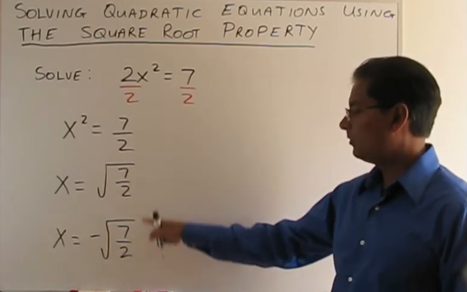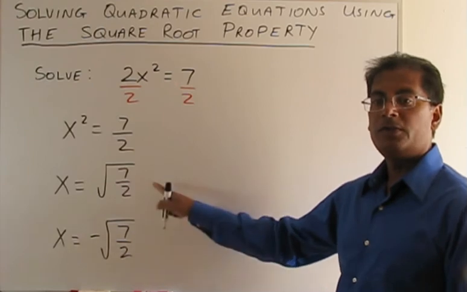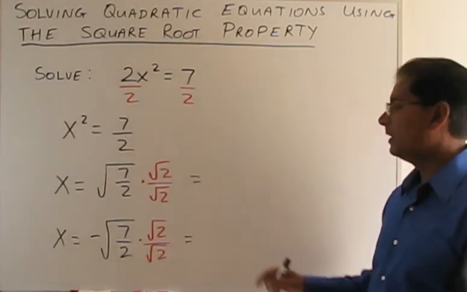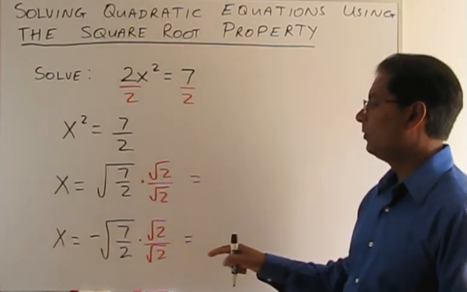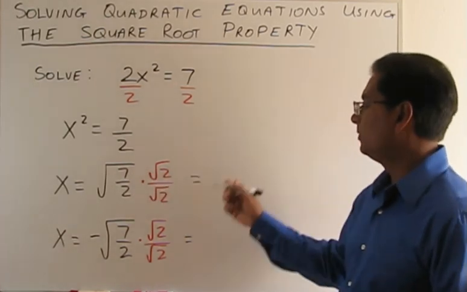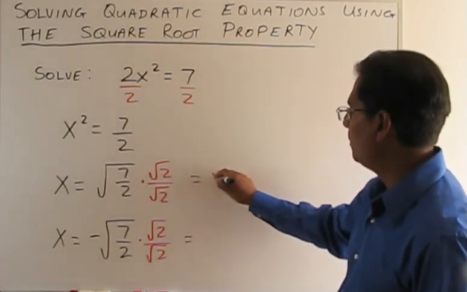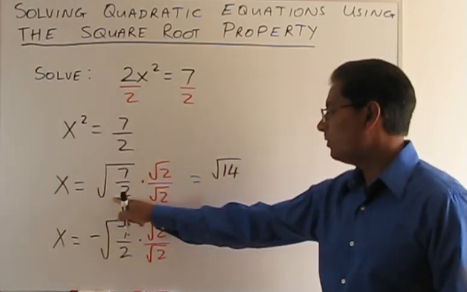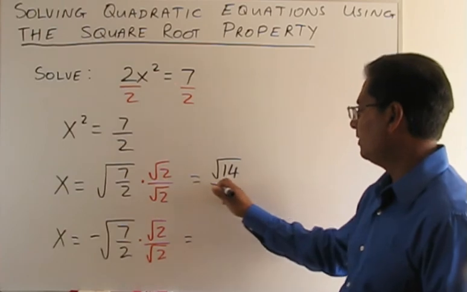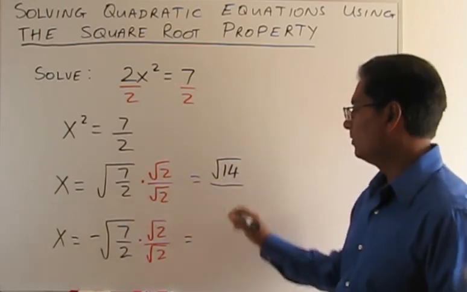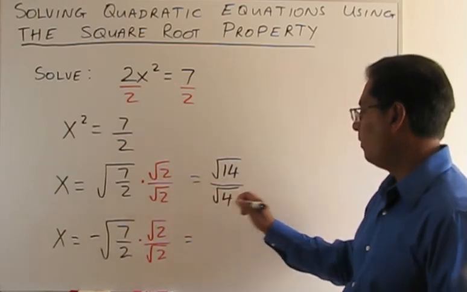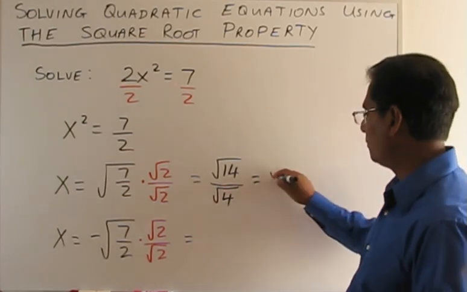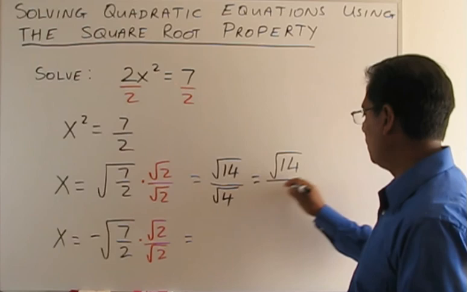How would I rationalize the denominator in this case? Well, since the square root of 2 is in the denominator, we multiply both top and bottom by the square root of 2. And what we get is root 7 times root 2 on the top. That will give me the square root of 14, because you multiply the numbers in the root. And then the square root of 2 times the square root of 2 is the square root of 4. But the square root of 4 is what? 2. So really this is the square root of 14 over 2.